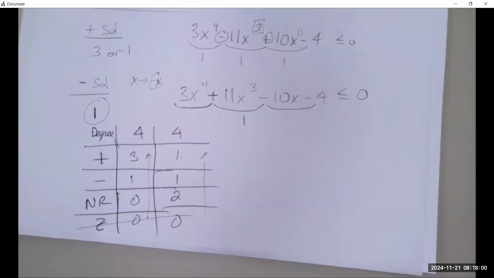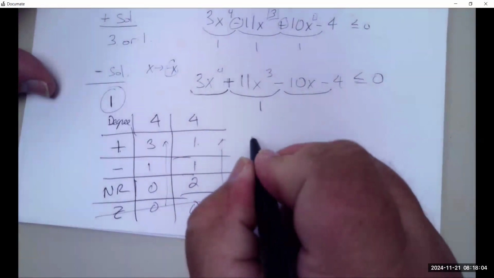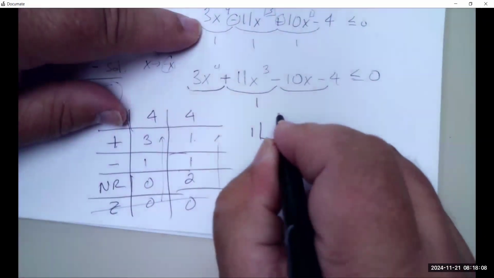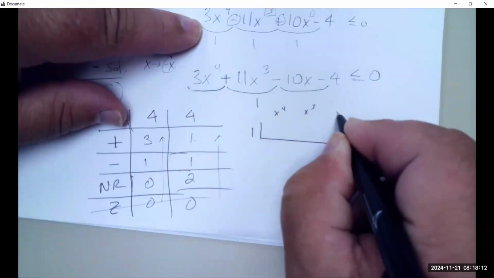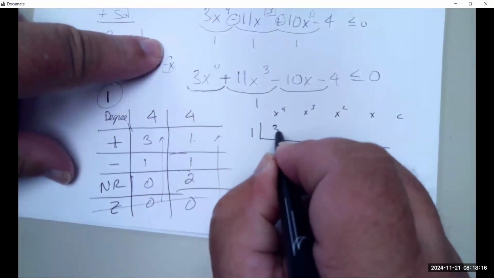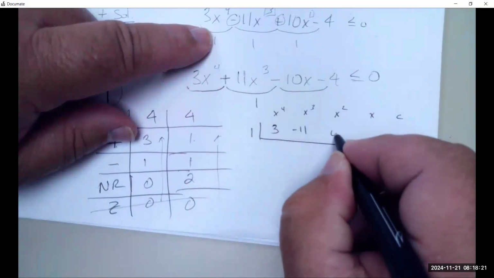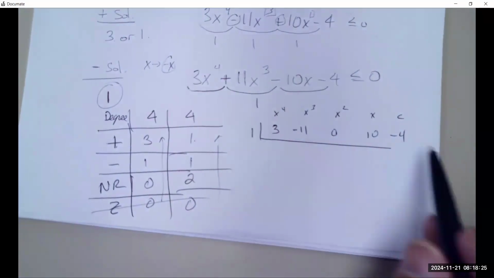Now we start synthetic division. So now we start with positive 1. We have x to the 4th, x cubed, x squared, x, and constant. So we have 3, -11, 0, 10, and -4. Only put the coefficients inside there.